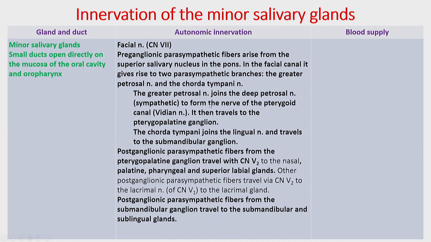The small or minor salivary glands are innervated by the facial nerve via the submandibular ganglion, and for the palatine glands, it's via the greater petrosal nerve that we said, via the Vidian nerve or the nerve of the pterygoid canal, greater and deep petrosal nerve, greater parasympathetic, deep sympathetic, via the pterygopalatine ganglion, innervating the lesser palatine and greater palatine nerves.